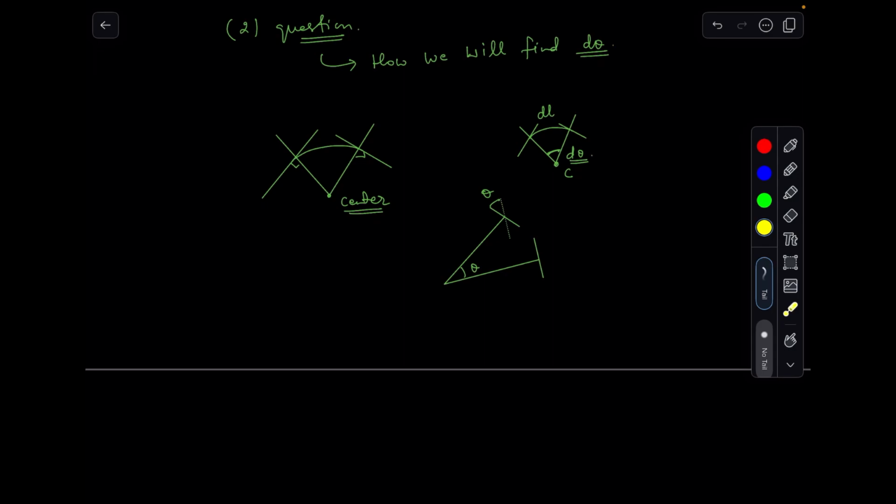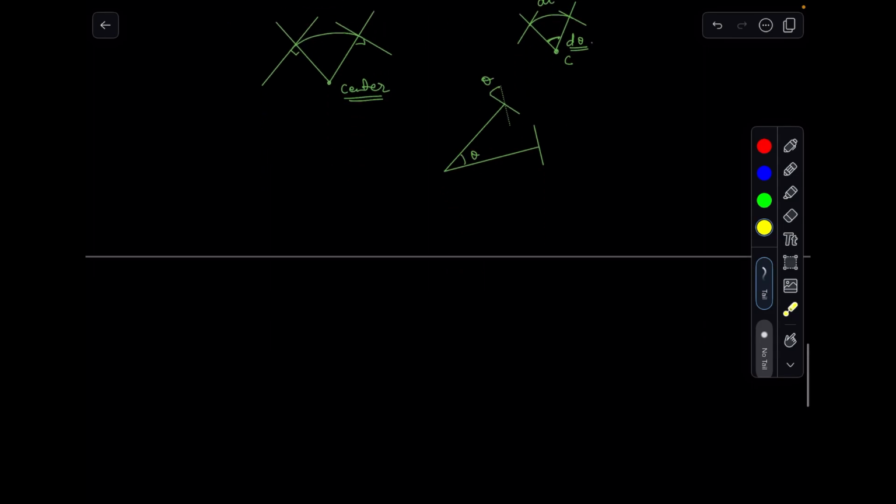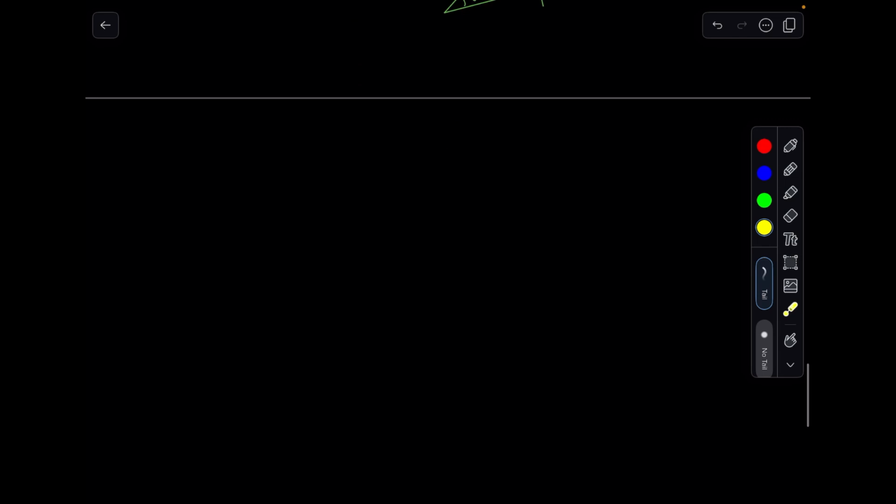So in this case, if we find the angle that the tangent rotates in moving from this point to this point, then we will find d theta. So let's see how to find the angle by which the tangent rotates.